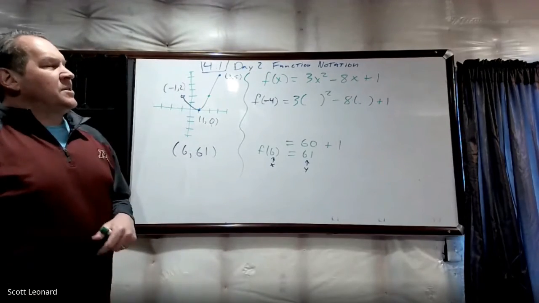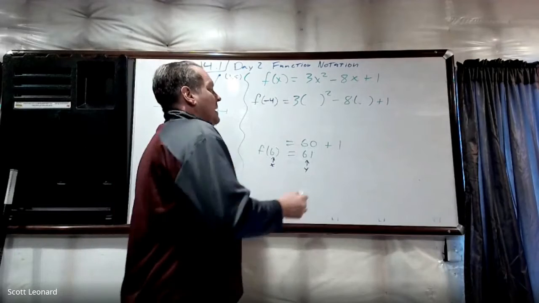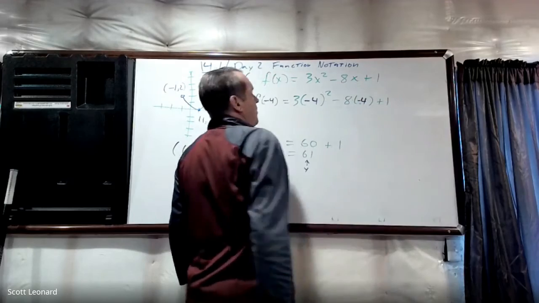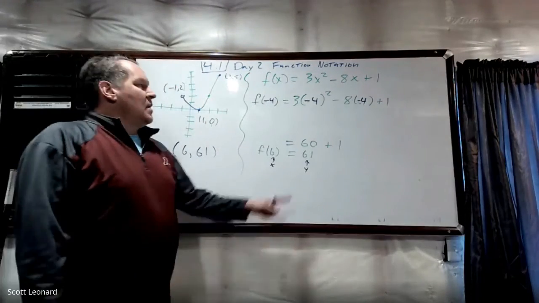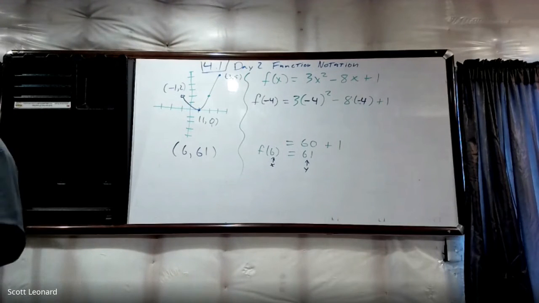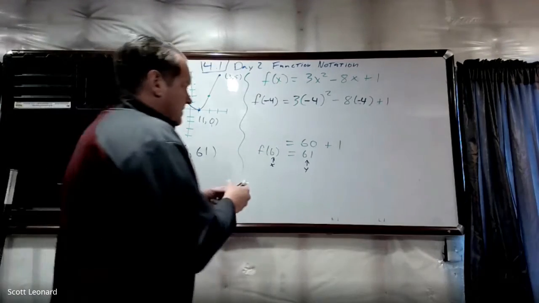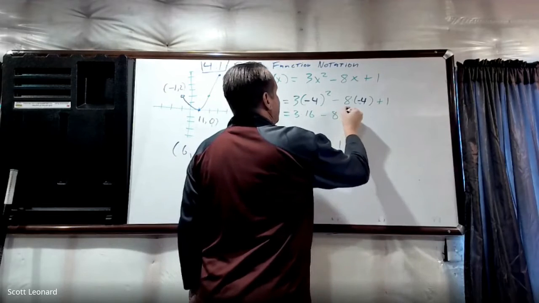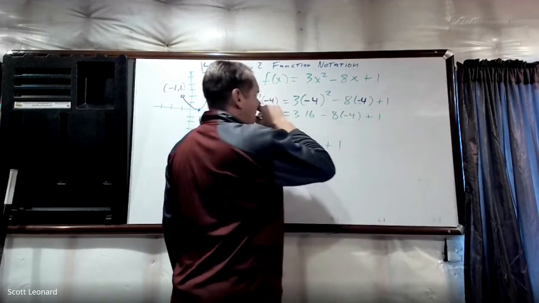Right. This time when I use negative 4, when I write out my problem, I like to use parentheses so I don't make the mistake of subtracting. We'll put a negative 4 in both those spots. What do we have to remember if we square a negative number? And if I take a negative 4 times a negative 4, what will we get? Positive 16. So we're going to get 3 times 16 minus 8 times negative 4 plus 1.